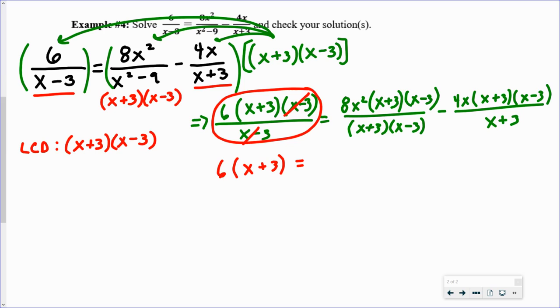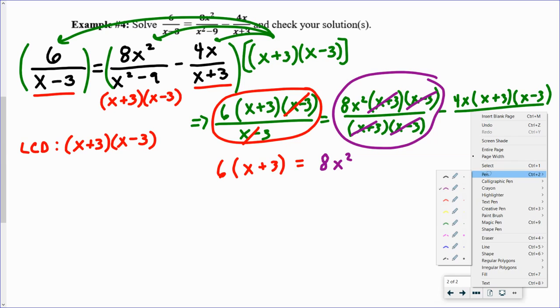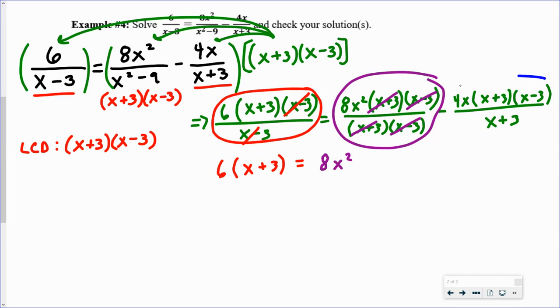Okay, on the right-hand side of the equation, the first expression, let me grab a different color marker here. So this one, a lot of nice things happen. X plus 3 and x plus 3 are shared by the numerator and denominator. Same thing with x minus 3, so that's going to simplify down really nicely to just 8x squared. And then finally, the last expression, we have negative this mess. It looks like there's a common factor of x plus 3 in the numerator and the denominator, so we're going to get negative 4x times x minus 3. All right, so not too bad.